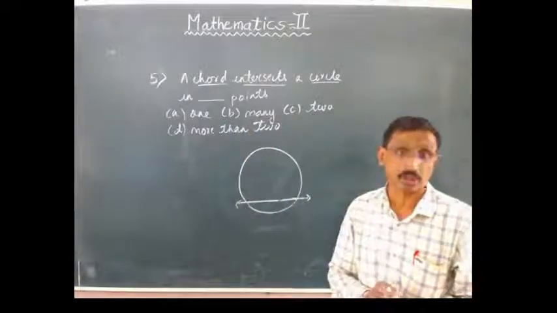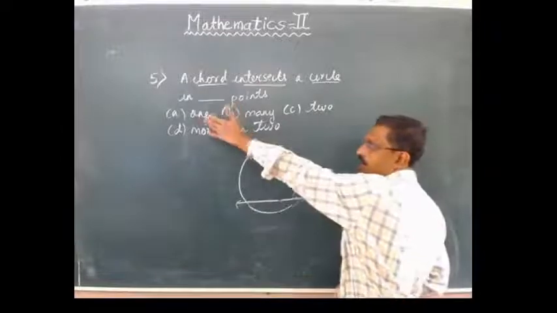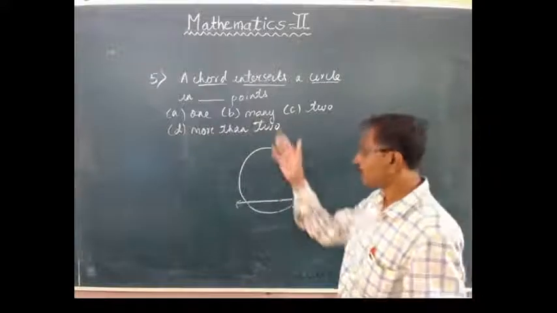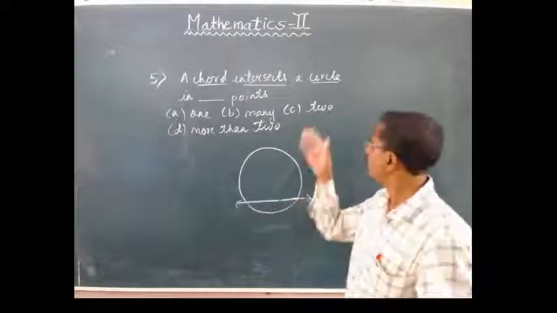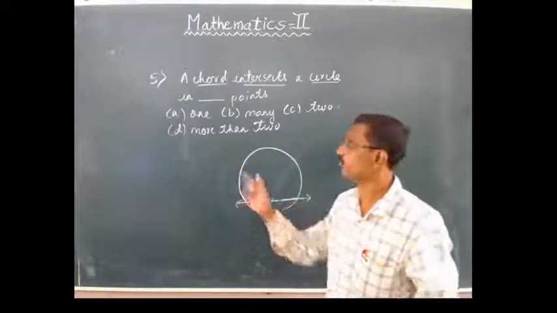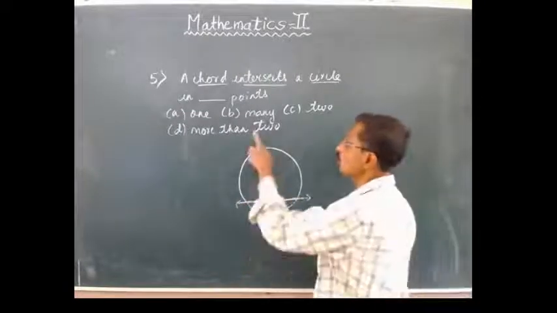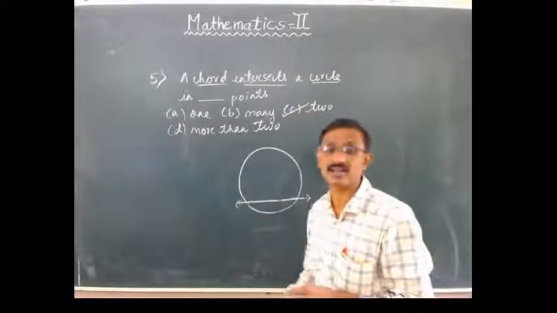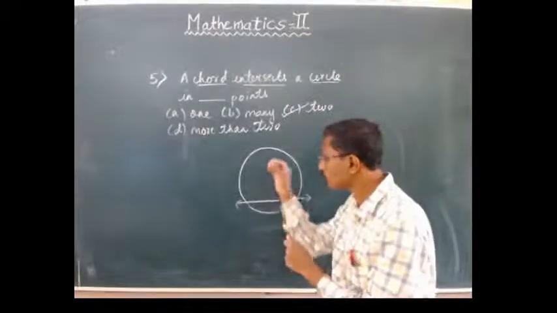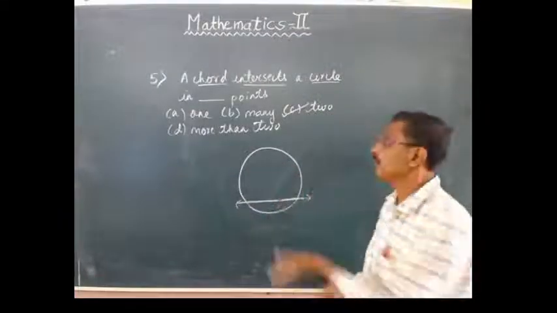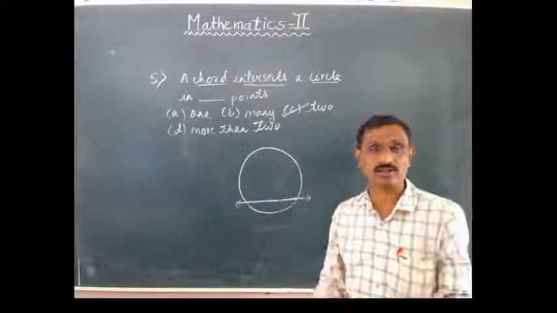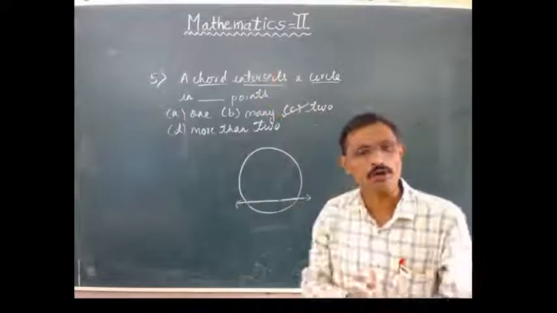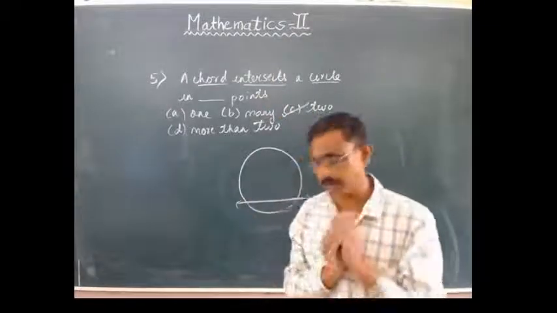Now let us see our options. A is 1, B is many, C is 2, and D is more than 2. 1 is not possible, many is not possible, 2 is possible as per our diagram, more than 2 is not possible. So option C is correct. It intersects at 2 points. These are small MCQs where in a hurry we may make a mistake. So imagine the circle, draw that chord, and find how many points it is intersecting.